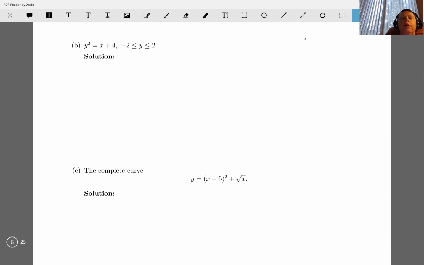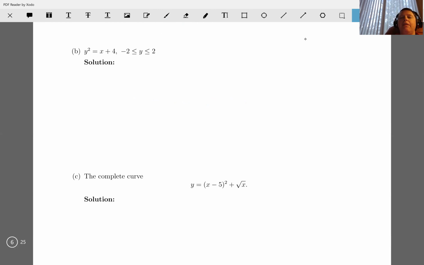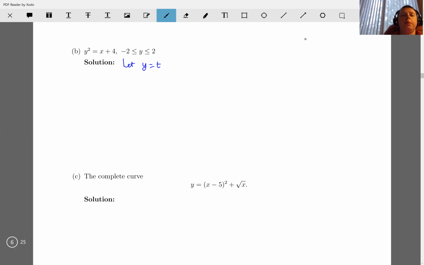What about y squared equals x plus 4? That's a little more interesting. Also notice that we have a restriction on our y values, so we've got to be careful. When I look at this equation, my mind just goes, if I let y equal t, everything is going to be super easy, right? Because what's going to happen? Well, then I'm going to get t squared equals x plus 4, which I can very easily solve for x, and simply get x is equal to t squared minus 4.